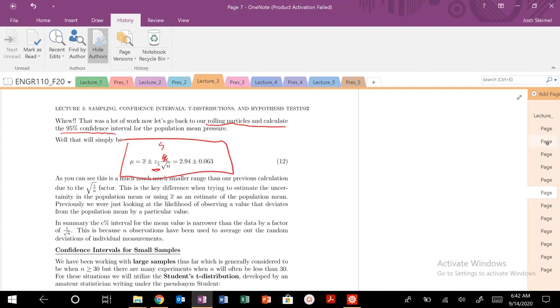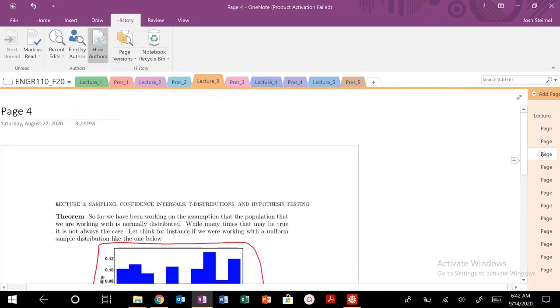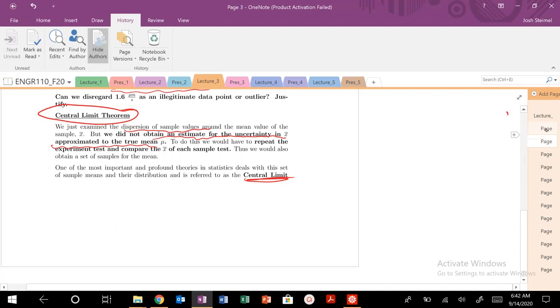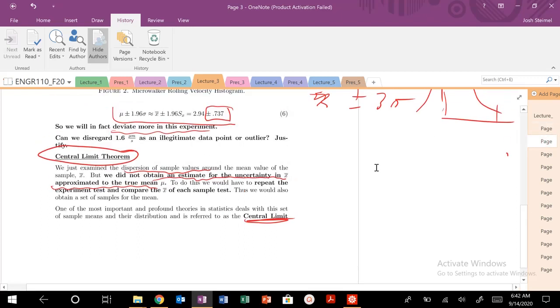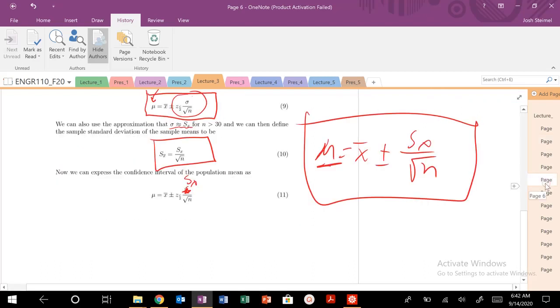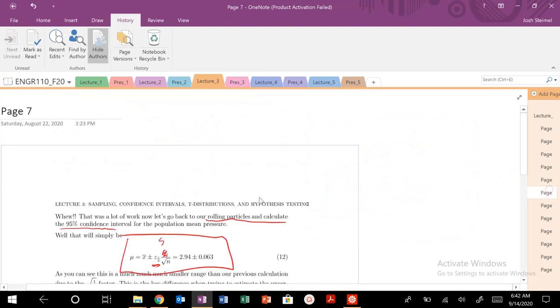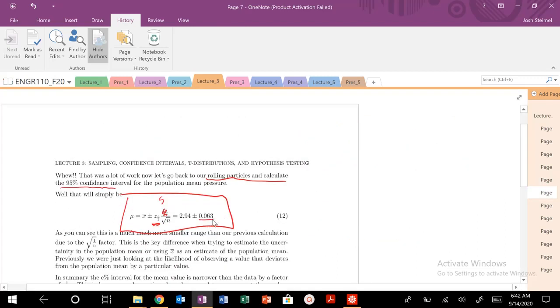Compared to here, let's go back. You see here plus or minus 0.737, because it's still 2.94 back here. But look at how it shrunk. And why did it shrink like that? Well, because it shrinks by this factor of square root of n. That 1 over square root of n can drastically change and shrink those values.